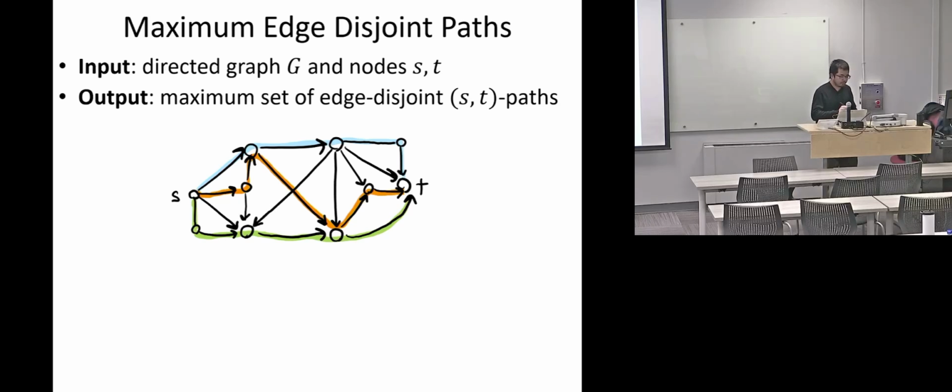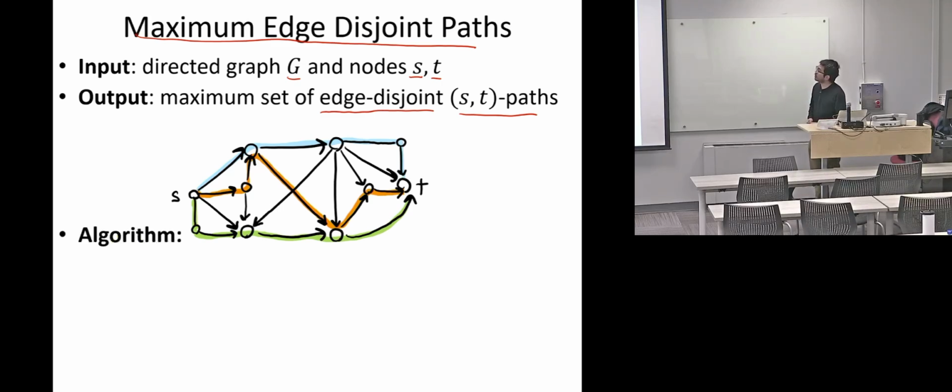Next problem, maximum edge disjoint path. So I have a graph G. I have node S and T. I want to compute a set of edge disjoint ST paths. Like the blue path here is one path, another path here, and another path here. These paths don't share any edges. Okay.